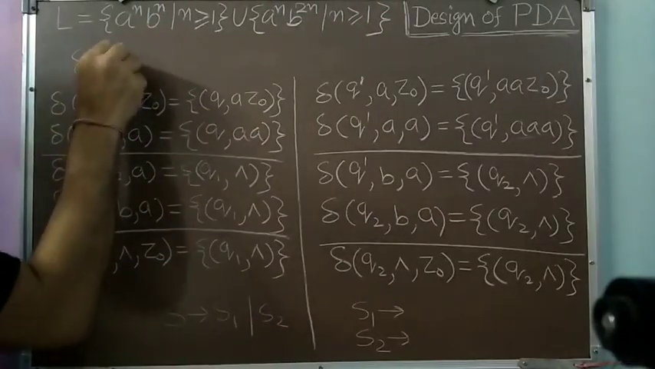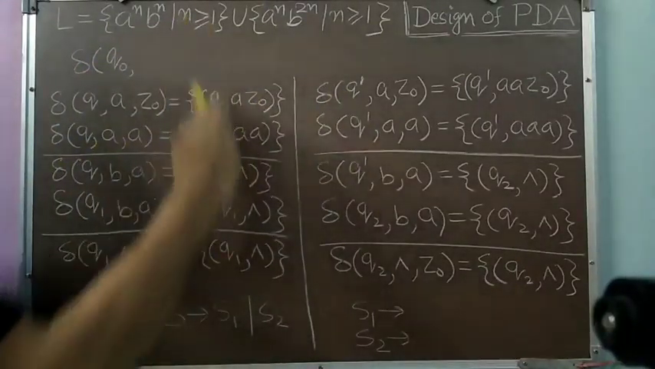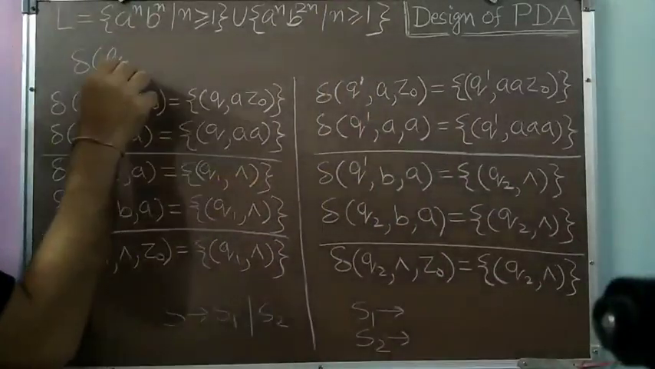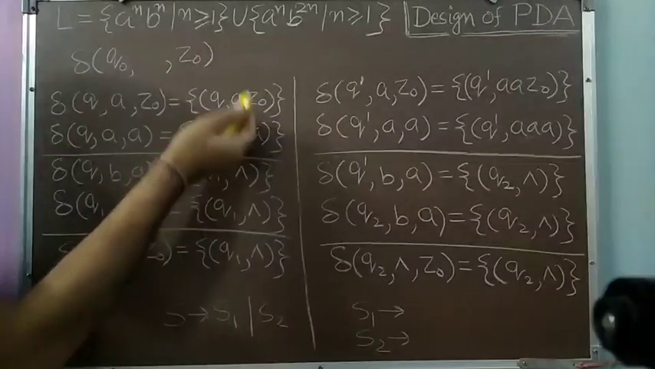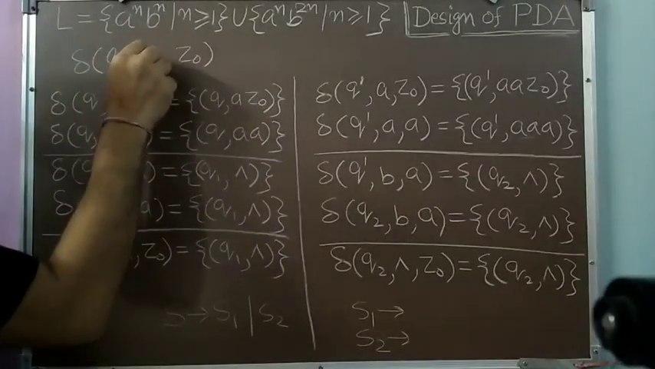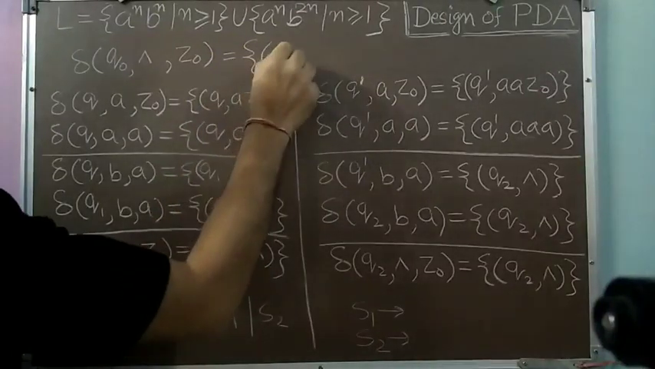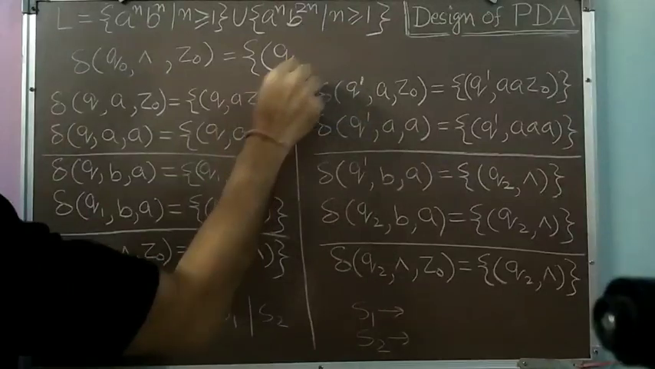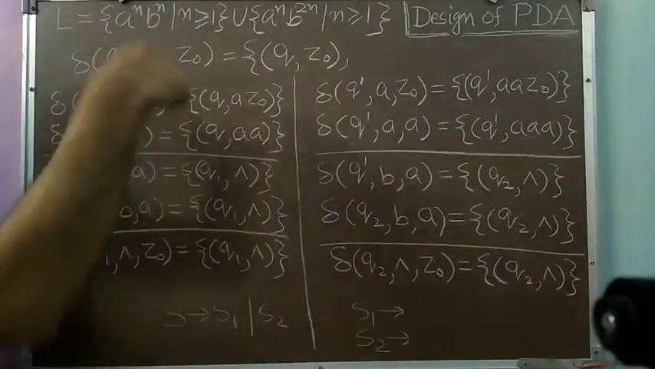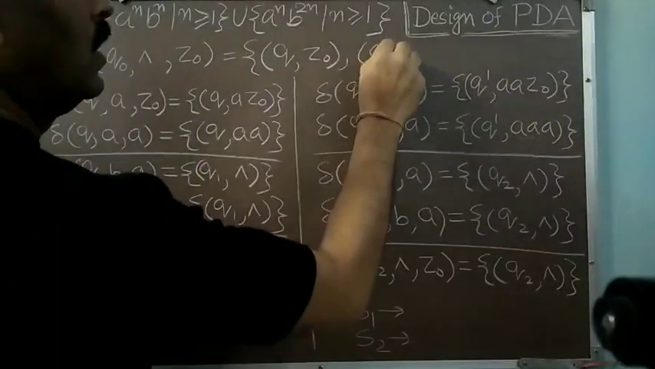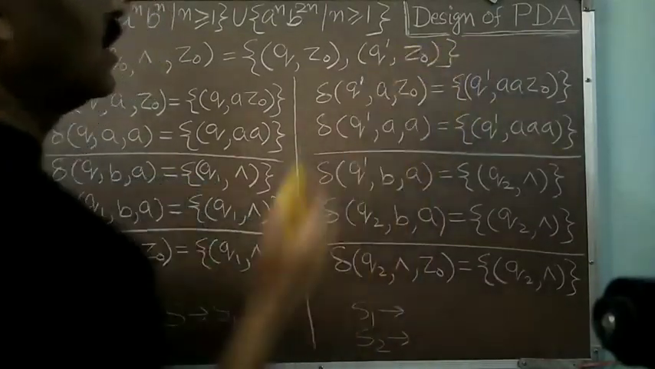So suppose I assume that my final PDA, which is accepting all the words in this language as well as in this language, has the start state Q0, and the initial pushdown store symbol is the same, Z0. Then I will take a null move here. What action do I have to take? I will move to the state Q while maintaining the status of the pushdown store, that is Z0, or I will move to the state Q dash while maintaining the status of the pushdown store symbol, that is Z0.